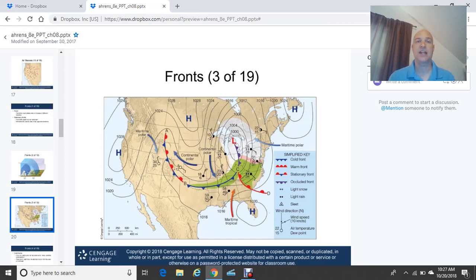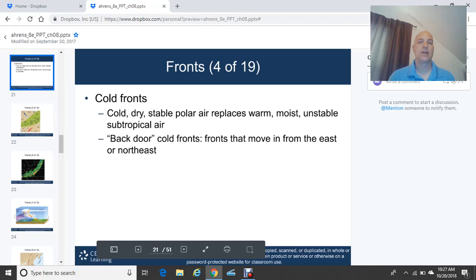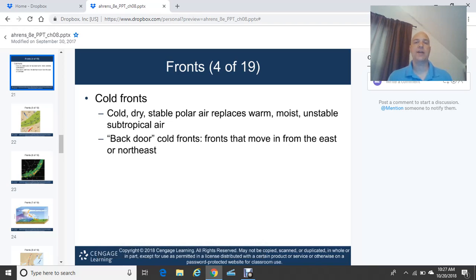across the United States. All right, so cold fronts. We talked about a stationary front, which really doesn't move a whole lot. Cold fronts, on the other hand, are cold and dry, and they have stable polar air behind them. That replaces that warm, moist, unstable tropical air out ahead of them. There is a special type of cold front known as a backdoor cold front that actually comes down from the northeast and moves south-southwest.